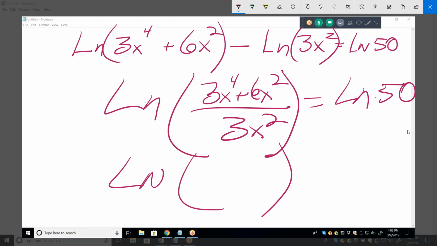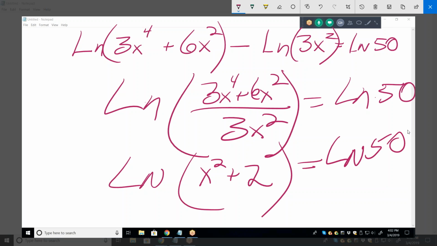Divide top and bottom by 3x squared. So x squared plus 2 equals natural log of 50. And now, what's the next line? Now you can set x squared plus 2 equal to 50.